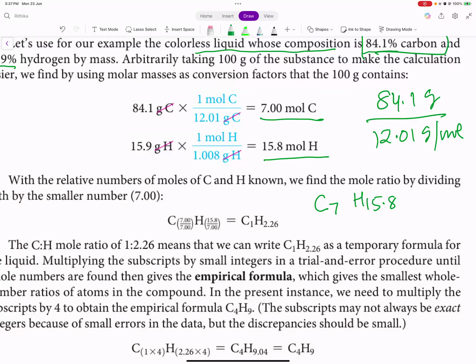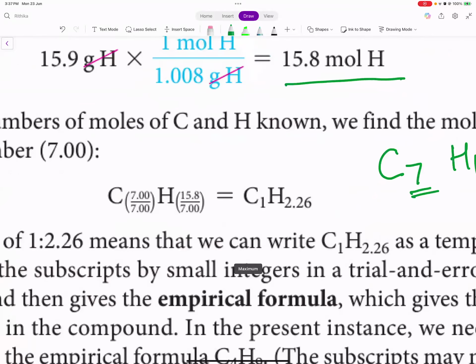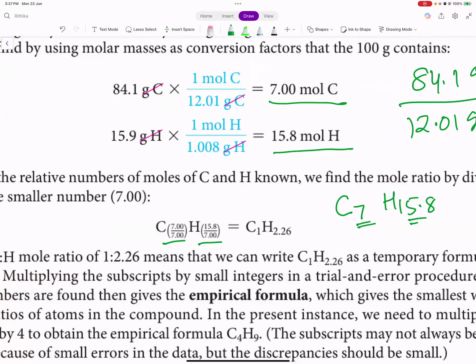So what we do, Ritika, is divide by the smallest number. The smallest number of these two is 7, right? So we divide both by 7 to get the simplest ratio. And we got the simplest ratio as carbon 1 and hydrogen 2.26, right?